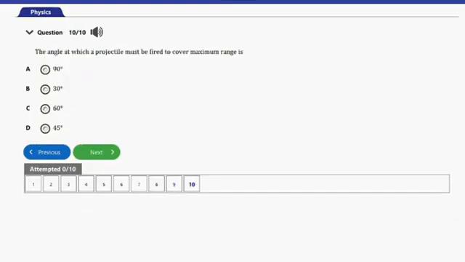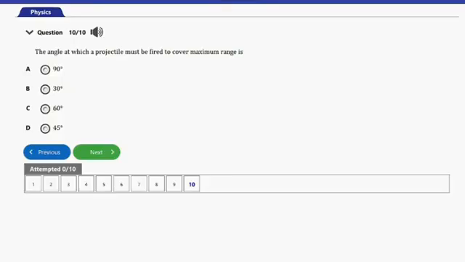So the last question we have here is question number 10. It says, the angle at which a projectile must be fired to cover maximum range is A, 90 degree, B, 30 degree, C, 60 degree, D, 45 degree. So guys, take note of this. The angle at which a projectile must be fired to cover maximum range is 45 degree.